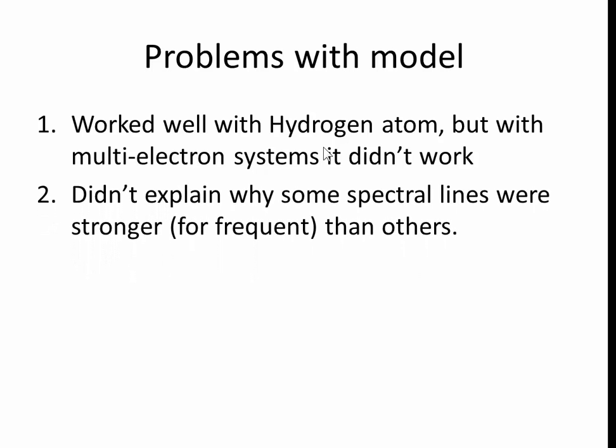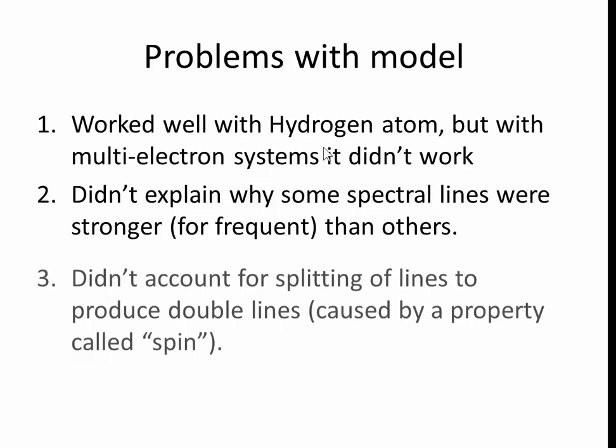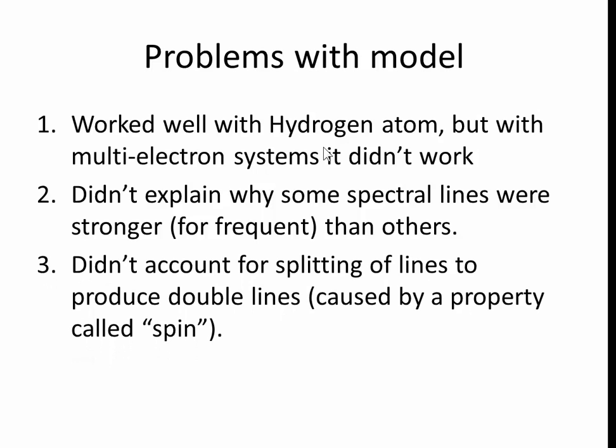It didn't explain why some spectral lines were stronger or more frequent than the others. It also didn't account for the splitting of lines to produce double lines. Some lines which should have been single lines were actually two very close together lines. But that was explained later with a property called spin, but we do not need to go into that.